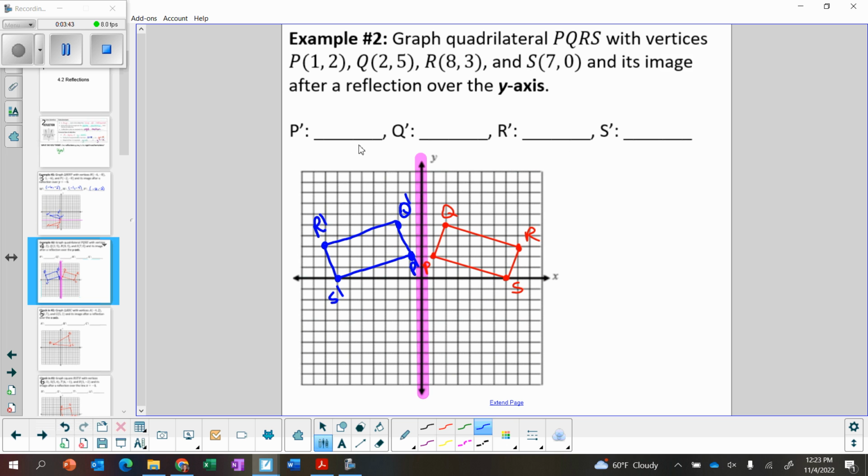So that means I can list my ordered pair of P prime as negative 1, 2. Q prime is negative 2, 5. R prime is negative 8, 3. And S prime is negative 7, 0.